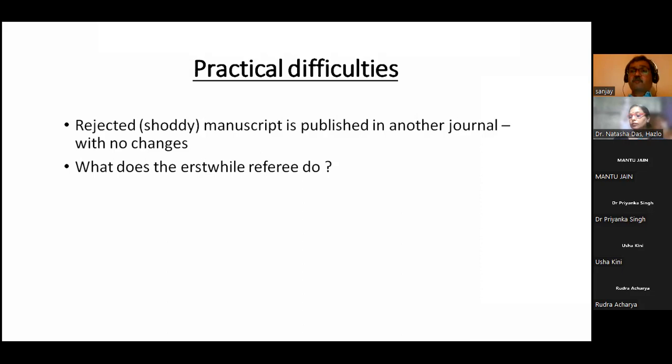For most of the papers that I referee for the Indian Journal of Medical Ethics, I'm okay with open peer review, but not with all of them. In the National Medical Journal of India, it is still blinded, and I'm happy to be double blind there. I don't want my name to be revealed there.